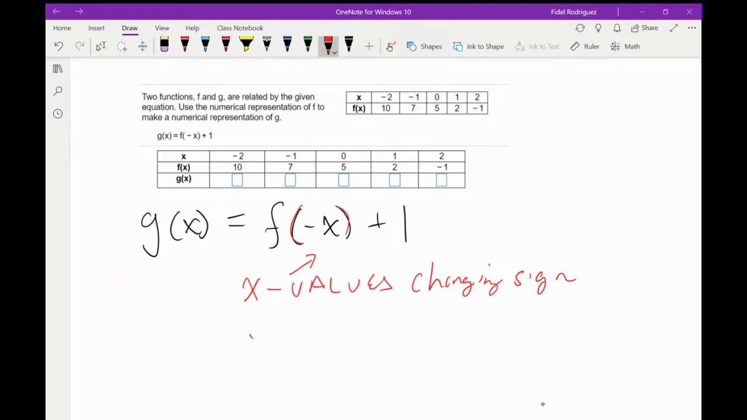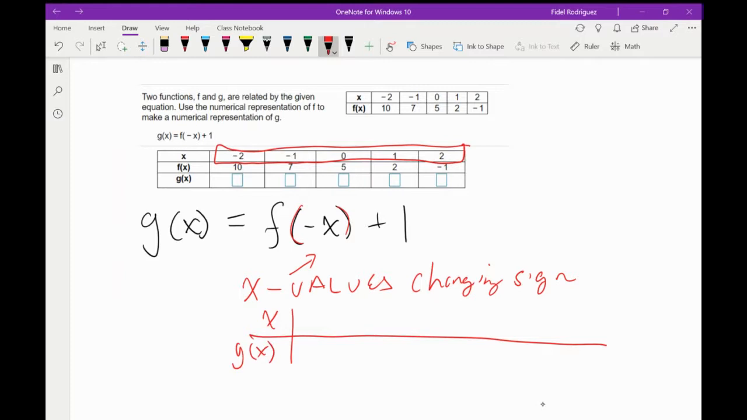That's right. So remember, what I'm going to do here is take these signs and change them. I'm going to make my chart for g of x in a minute. Okay, so we're going to put 2, 1, 0, -1, -2. Remember what we're doing: we're taking these x values and just changing their signs, correct? All I'm doing is taking my x values and changing the sign.